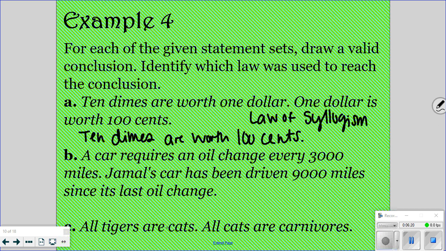Okay? Looking at this next one. A car requires an oil change every 3,000 miles. Jamal's car has been driven 9,000 miles since its last oil change. Therefore, what? Jamal's car needs an oil change.